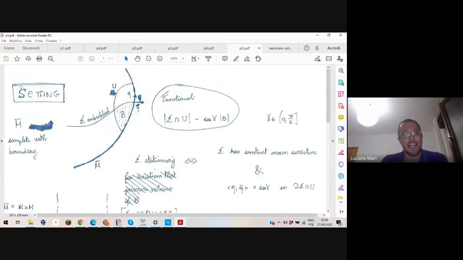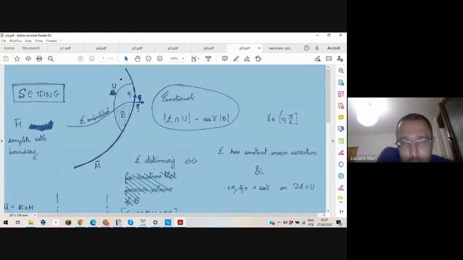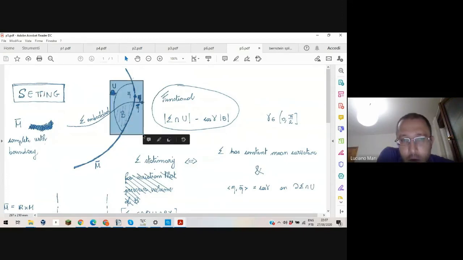Okay, so the setting is the following. What is a capillary graph? We take a complete manifold M bar with boundary. We consider an embedded hypersurface sigma that touches the boundary transversely, and an open set U, which is this one, that may contain a portion of the boundary. And we assume that sigma divides U into two pieces.